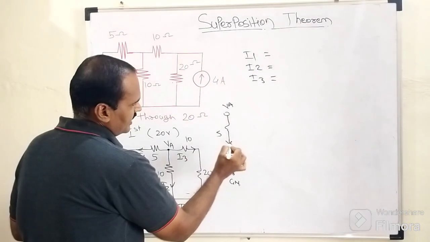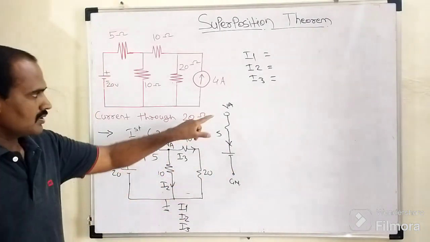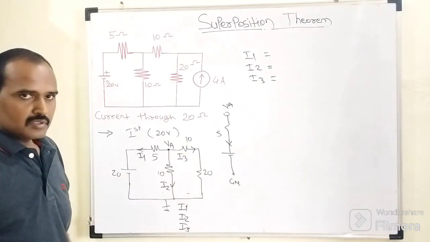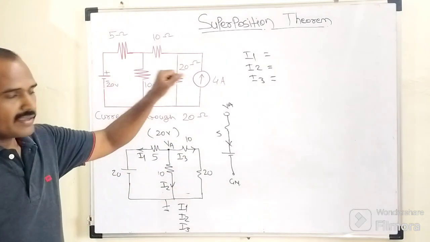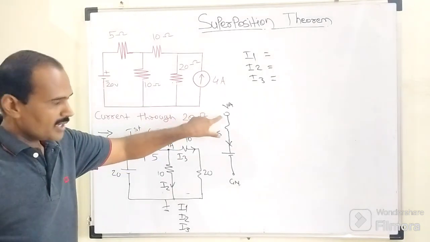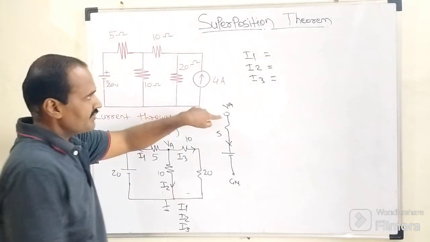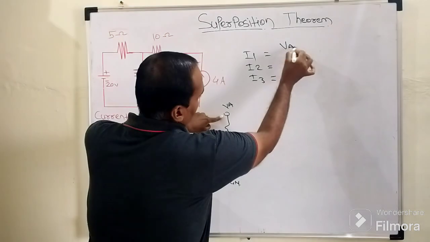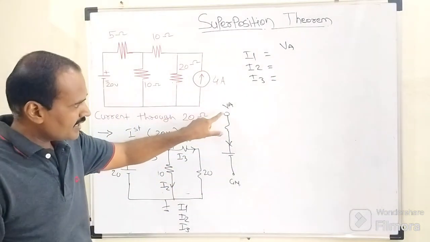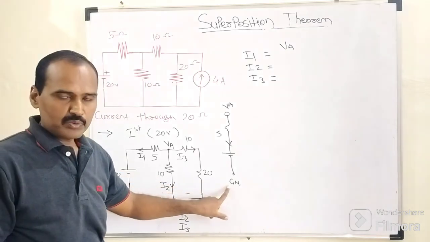The direction of current is outgoing from this node, from node A to the dummy node or the ground node. So according to Ohm's law, I equals V by R, right? Here the potential of this node is nothing but V suffix A. One more potential we have in that branch. The branch is associated in between VA and this ground node.